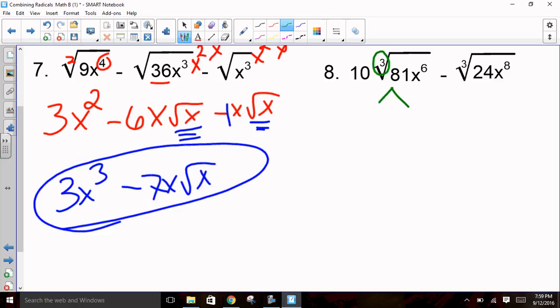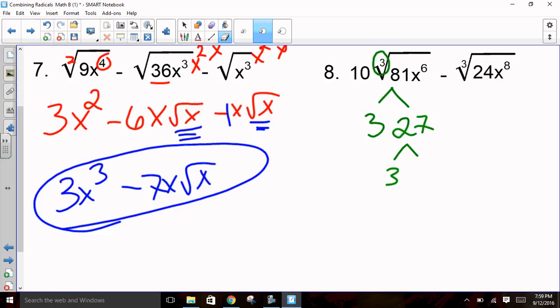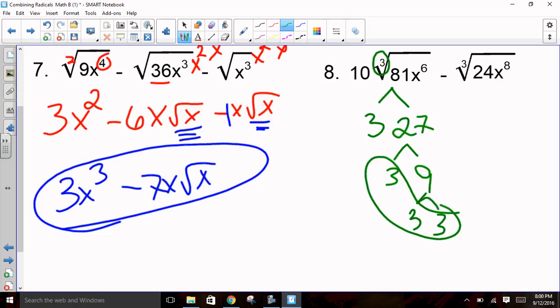81 is 3 and 27. 27 is 3 and 3. Excuse me, 3 and 9. 9 is 3 and 3. So I want groups of 3 this time. So I have one group of 3. So I have that 10 still out front, times that 3 that's coming out. Leave a little space, because I think we're going to have some X's come out. And that last 3 is left underneath, hanging out by itself.